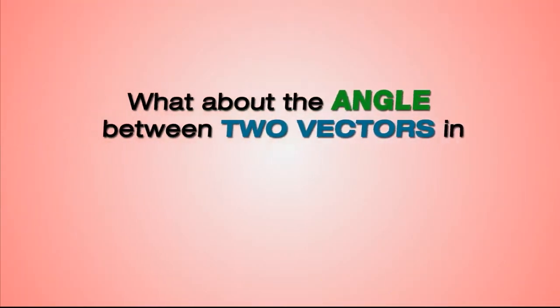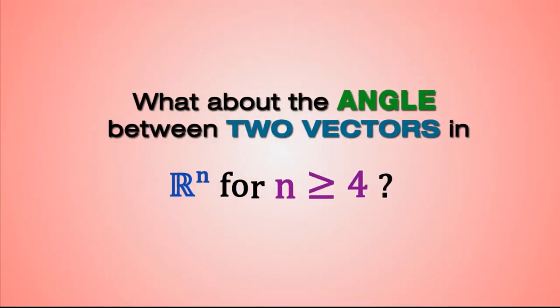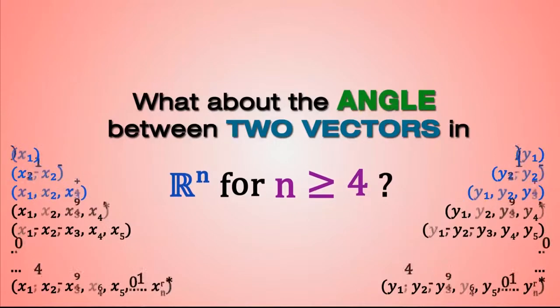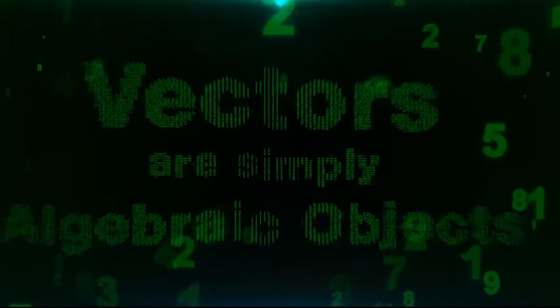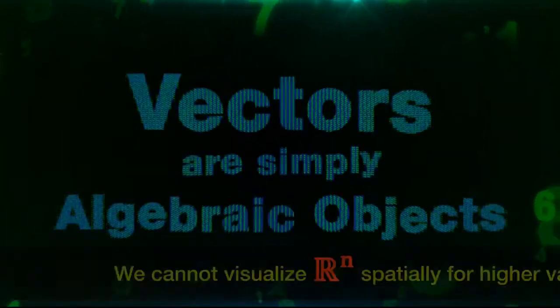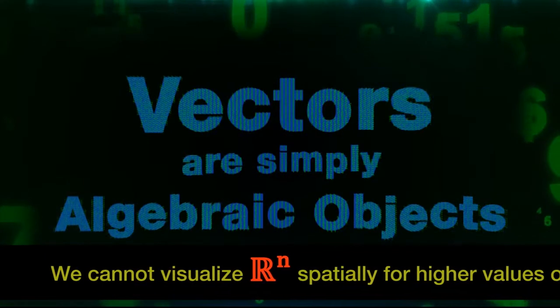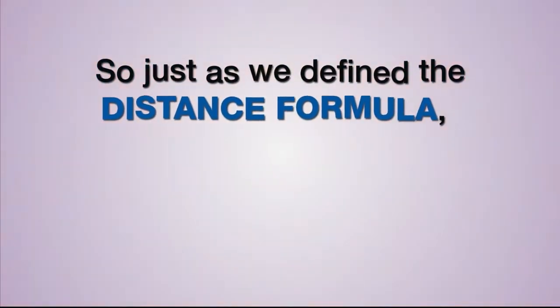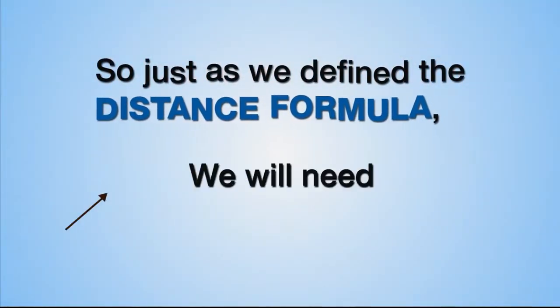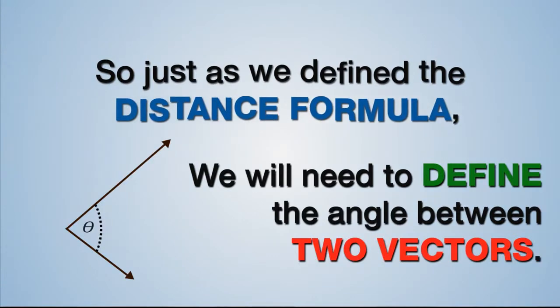But what about the angle between two vectors in Rn for n greater than or equal to 4? To reiterate, vectors are simply algebraic objects and we cannot visualize Rn spatially for higher values of n. So just as we defined the distance formula, we will need to define the angle between two vectors.